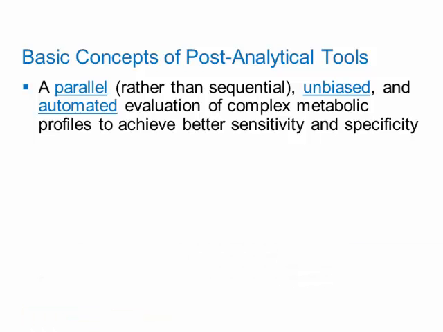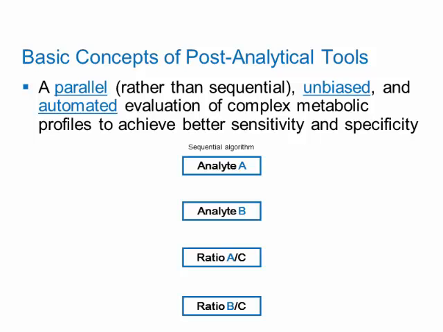In the following slides, the basic concepts of the post-analytical tools will be discussed. First, we will compare the benefits of a parallel rather than sequential evaluation of potential informative markers. As an example, let's use a hypothetical condition where the biochemical phenotype is defined by two informative markers, A and B, and two related ratios, the A to C ratio and the B to C ratio.